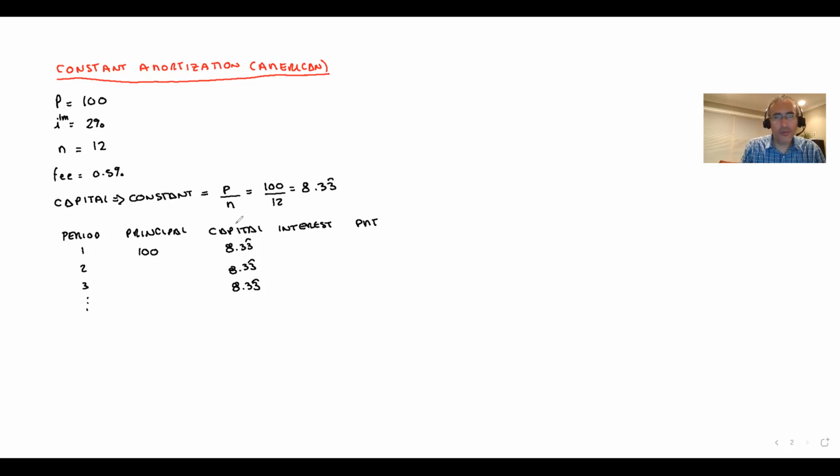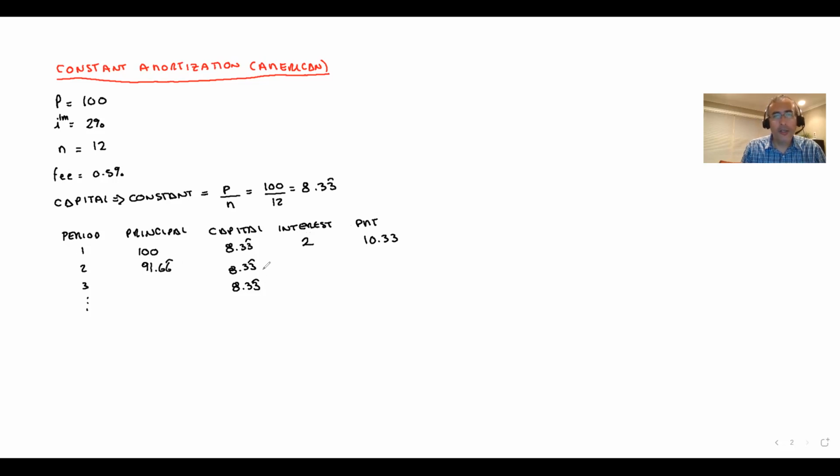So the first step is you fix this one, and then you compute the interest. So it's going to be 100 times 2%, which is 2. And then the payment now is the one that is a formula. The payment is going to be basically this one plus this one. So I will have here 10.33. Okay, my next principal is going to be 100 minus 8.33. So my new capital is going to be 91.66 periodic.